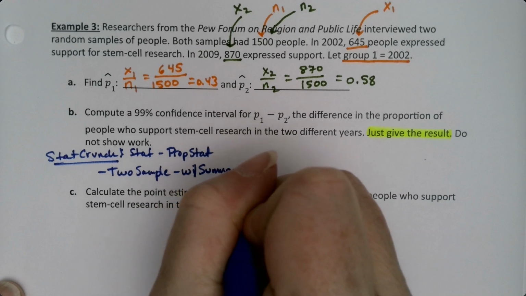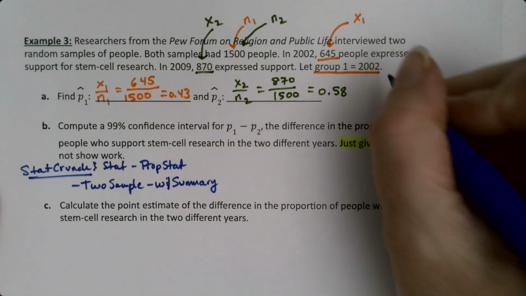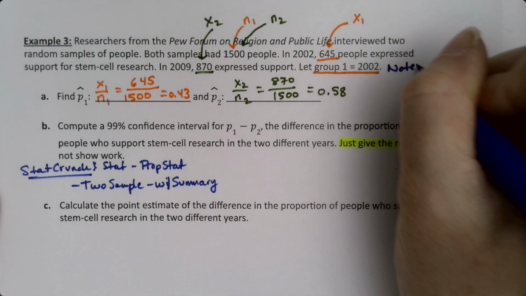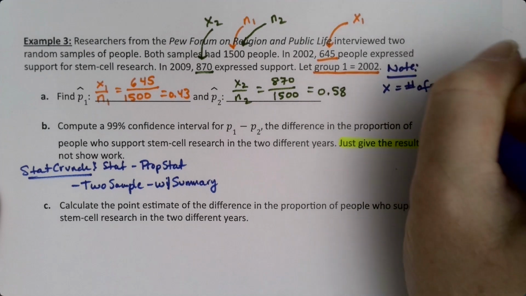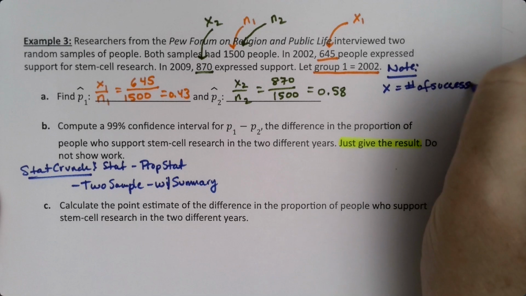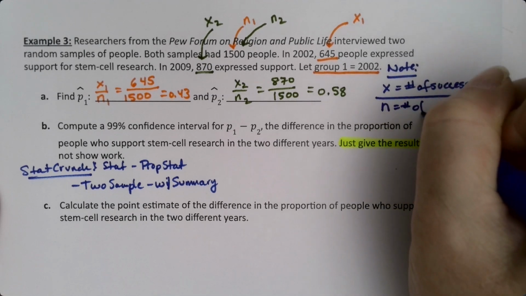Okay, so let's go do that. Oh, I just want to remind everybody. I'm just going to put it over here. Note: x is the number of successes. I know we wrote it on a previous page, but it doesn't hurt to write it again. n is the number of observations.